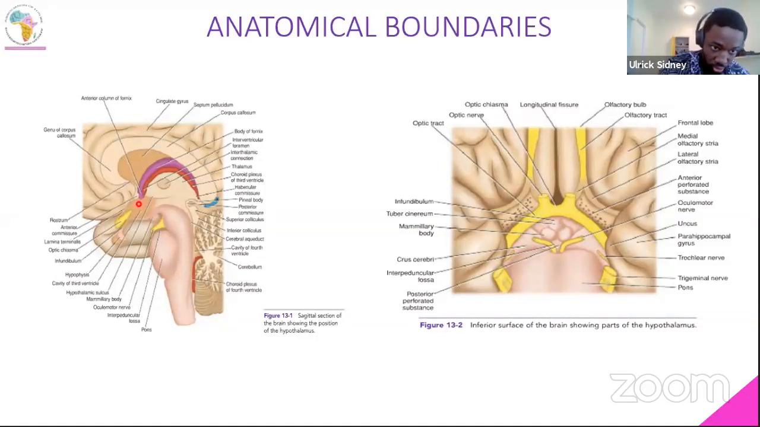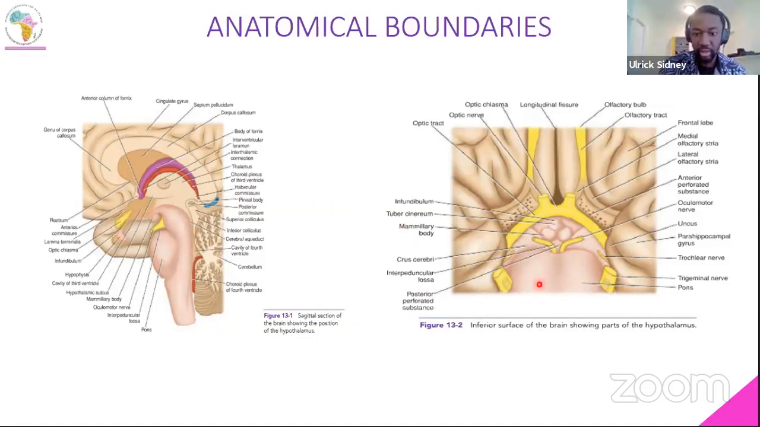So the zone of interest is this zone here, which is formed of this gray matter substance, sheet-like substance, which is sort of like a V. There's only one hypothalamus, but because it has that V form, you can find one of the sheets on the left side and one of the sheets on the right side. So this is the area of interest here.